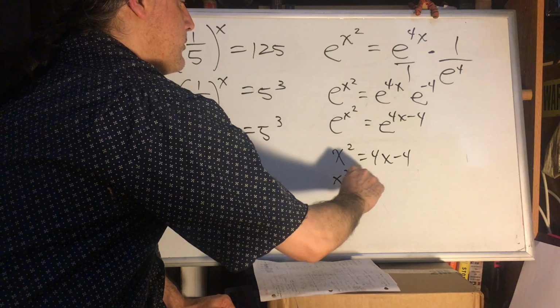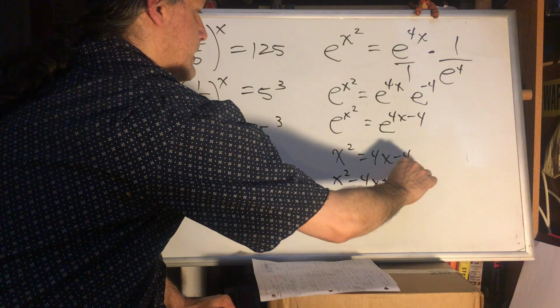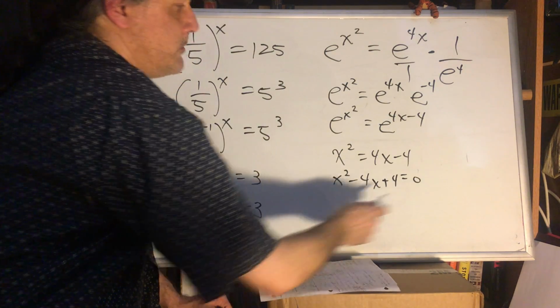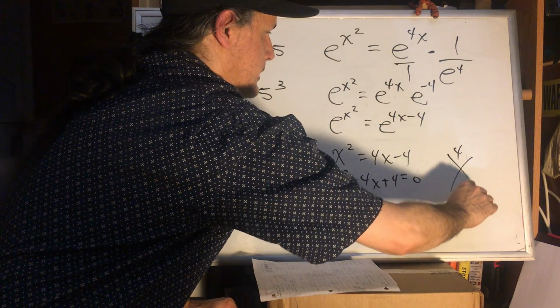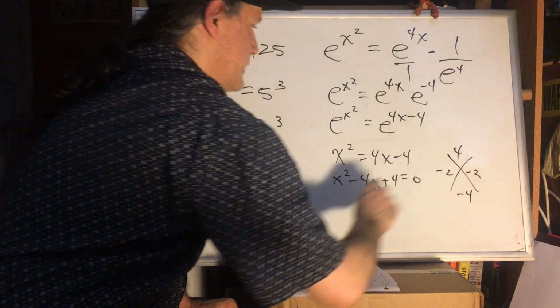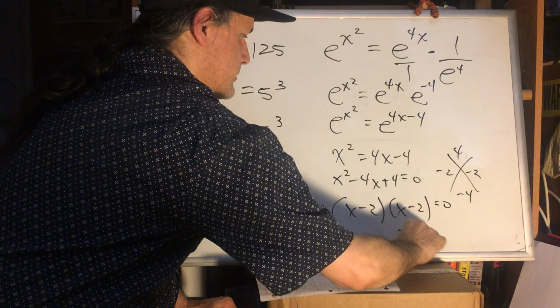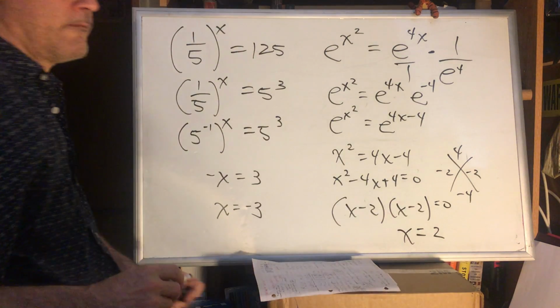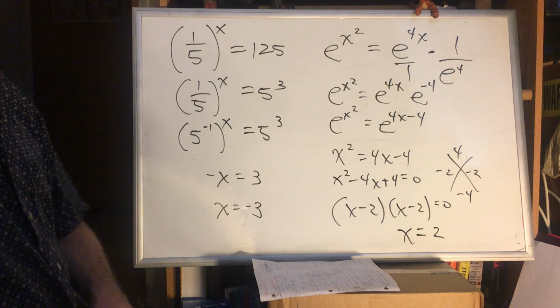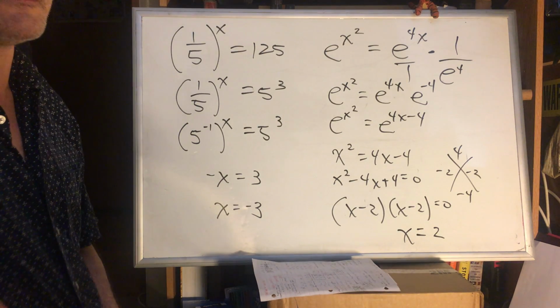Alright, so using the zero product property. Alright, and then this would be factors of 4 that add to be -4, so -2 and -2. Alright, so x equals 2. Okay, sorry about that, y'all.